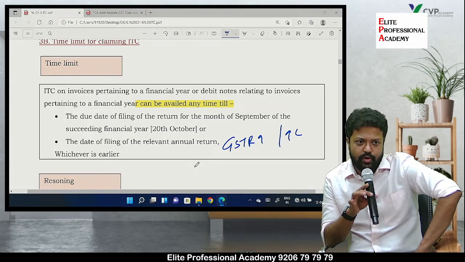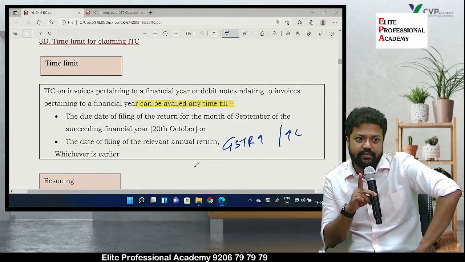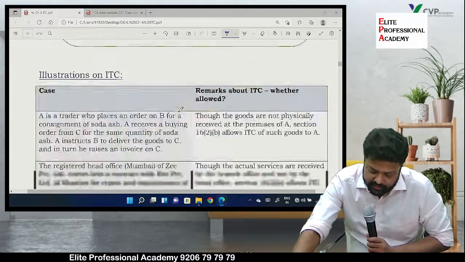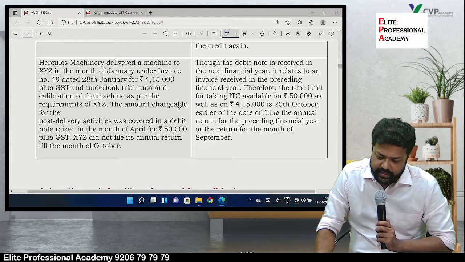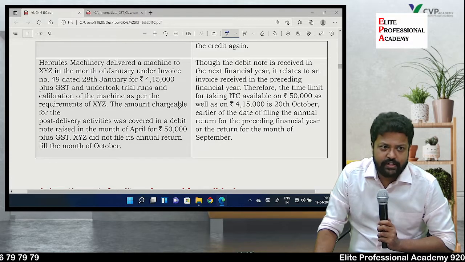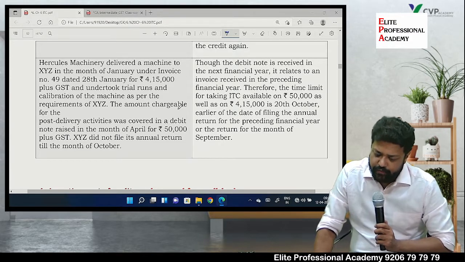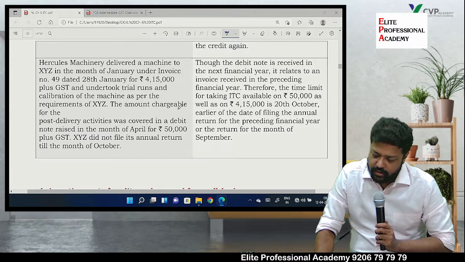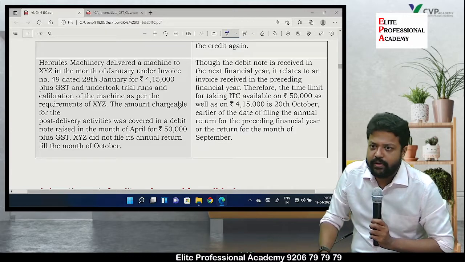So this debit note in your example is issued in the month of April, but it belongs to which financial year? Earlier financial year. So how do we write this answer? Though the debit note is received in the next financial year, it relates to an invoice received in the preceding financial year. Therefore, the time limit for taking ITC available on 50,000 as well as on 4,50,000 is 20th October. That is the last date of filing return of the month of September of the preceding financial year, or the date of filing annual return for the preceding financial year, whichever is earlier. So that is filed in October means that is the last date to claim the input tax. Clear?